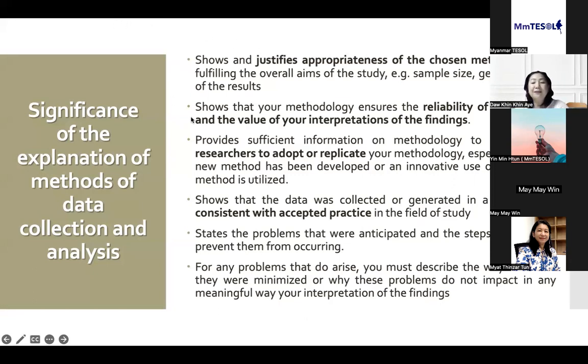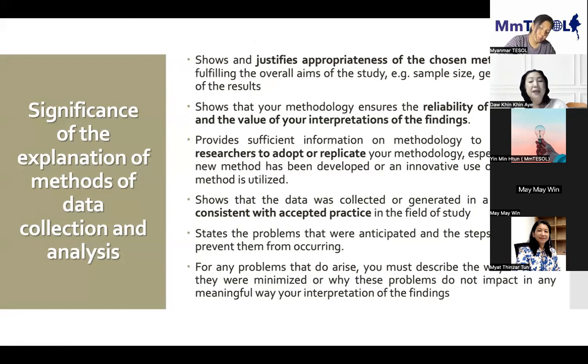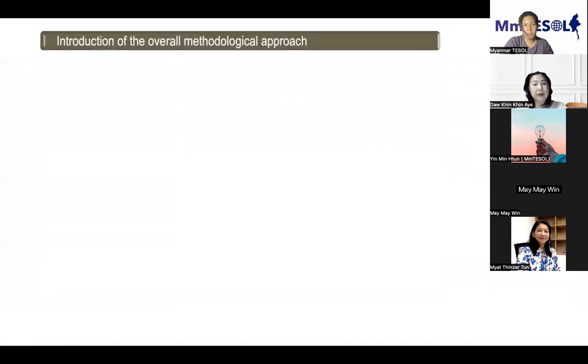Another one is to state the problems that were anticipated and the steps that you took to prevent them from occurring. Because research is not a smooth journey, right? In some cases, you may have already expected some problems occurring, or sometimes a problem that you never anticipated may come. That's why, in that case, you need to state all the problems that were anticipated and the steps you took to prevent them from occurring. And for any problem that does arise, you must describe the ways in which it was minimized, or why these problems do not impact in any meaningful way your interpretation of the findings, okay? That's why this is very important.